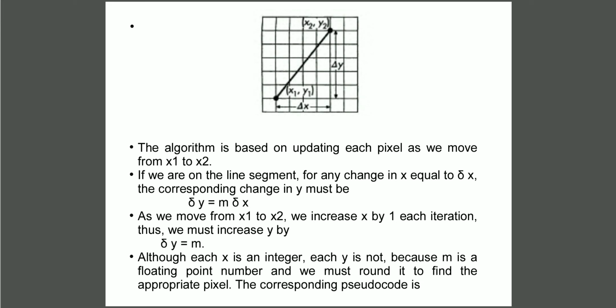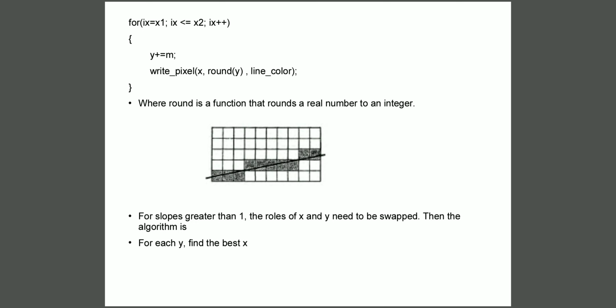Now the pseudocode which is used for this DDA algorithm to update all the pixels between x1, y1 and x2, y2 is, we will use a for loop where the x value will start from x1, that is the x coordinate of the first vertex, ix equal to x1, and until we reach x2. That is why we write ix less than or equal to x2. Each time we will increment the ix value by 1, so we have written ix plus plus.